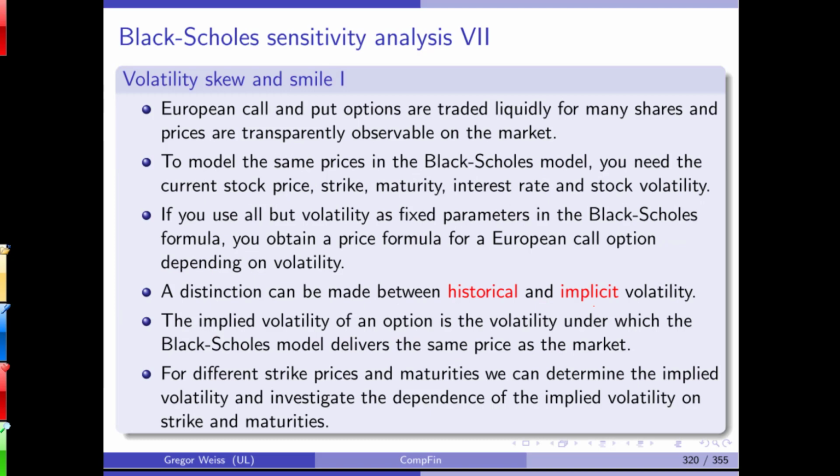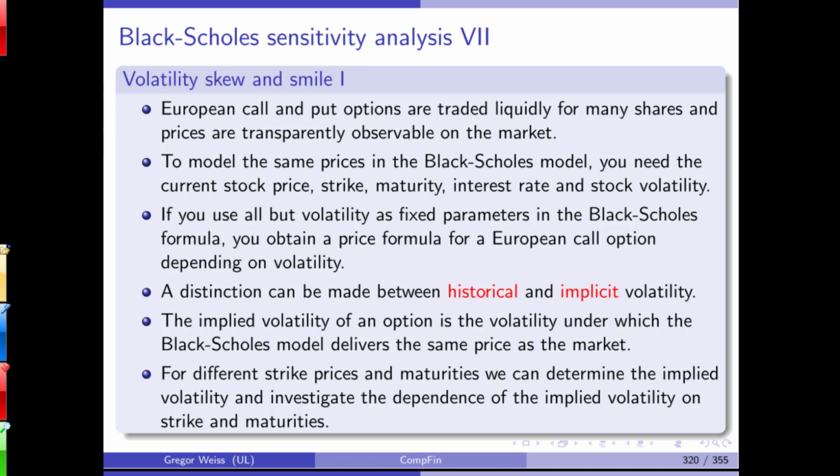Okay. Then, because these are frequently used phrases and concepts, let's look at the volatility skew and the volatility smile. Now, European call and put options are traded liquidly on the financial markets. You can observe the prices, and this is one of the few derivative markets that is actually quite transparent. To model the same prices in the Black-Scholes model, you need the current stock price, the strike, the maturity, the interest rate, and the stock volatility.